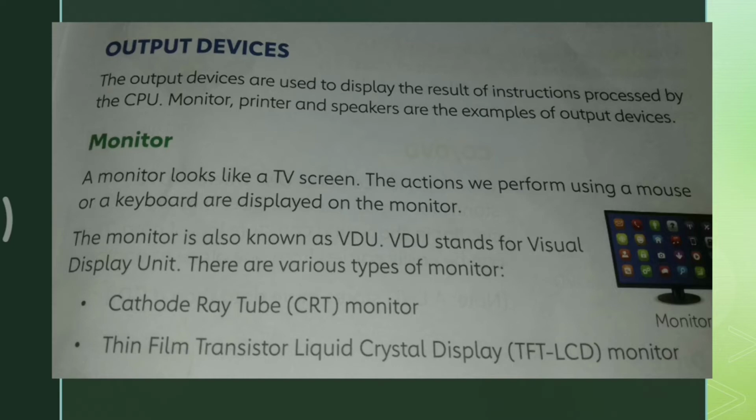One of the output devices is the monitor. A monitor looks like a TV screen, like the flat screen television you have seen. The actions we perform using a monitor or a keyboard are displayed on the monitor. We give the input, it is processed and the display is given on the monitor. So a monitor is also known as VDU. VDU stands for visual display unit.